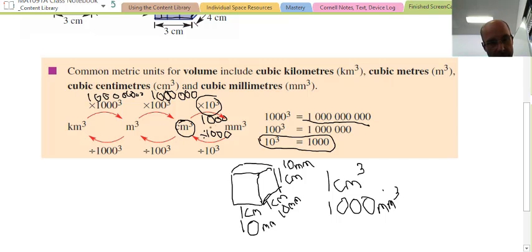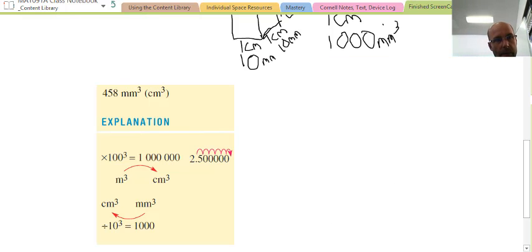Okay, so to go from kilometres cubed to metres cubed, we multiply by 1 billion. Metres cubed to centimetres cubed, we multiply by 1,000,000, and then it's 1,000 from centimetres cubed to millimetres cubed. It's the same amounts, but it's division going from the smaller units to the larger units, because we would expect a smaller number if the unit is larger when the volume is the same.